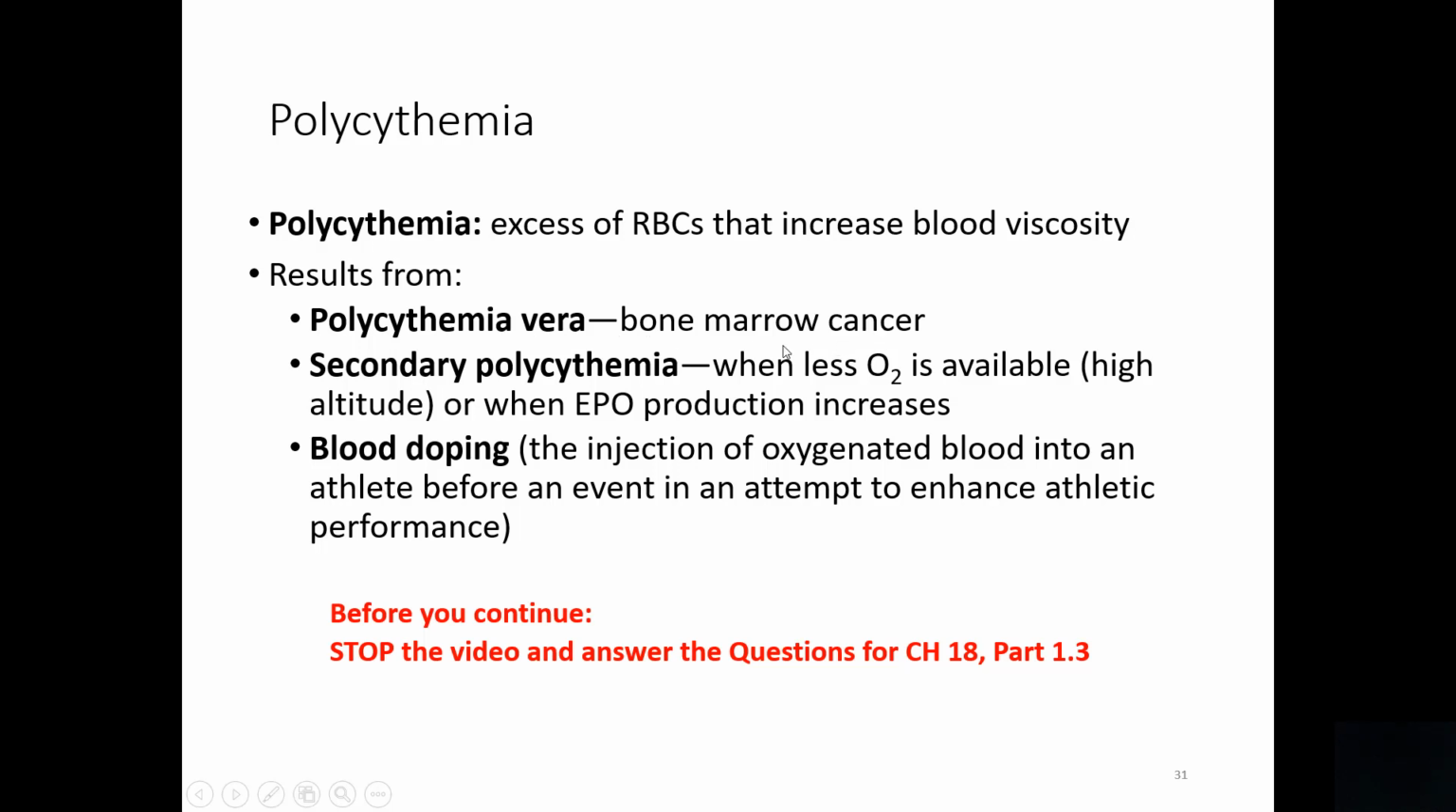Cancer of bone marrow, when bone marrow starts producing a lot of red blood cells, is called polycythemia vera. Secondary polycythemia occurs when less oxygen is available at high altitude. When you go high in the mountains, it takes your body a few days to adjust because of the difference in air pressure, and your body produces more red blood cells because of increased erythropoietin production.